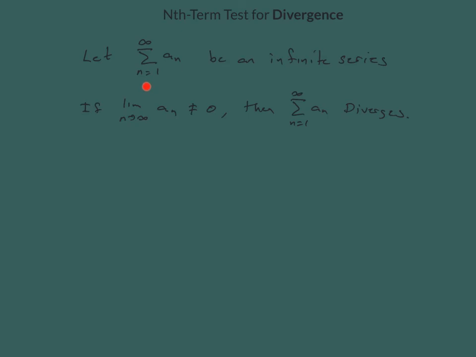We're going to let the series, n equals 1 to infinity of a sub n, be an infinite series. If the limit as n approaches infinity of a sub n does not equal 0, so I take the limit of the terms of that sequence, and I don't get 0, then I know the series diverges. Guaranteed to diverge. If we get 0, we know nothing. We can't say it converges. We can't say it diverges.